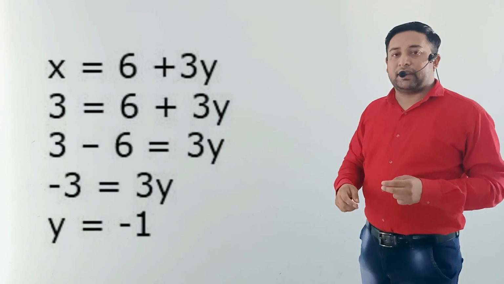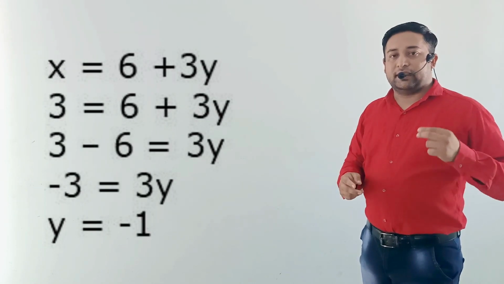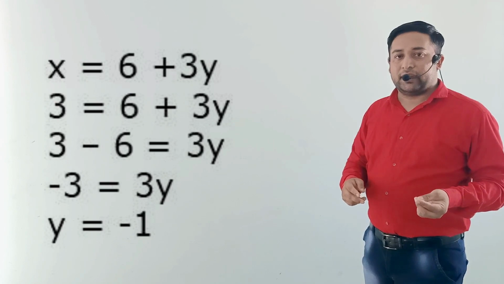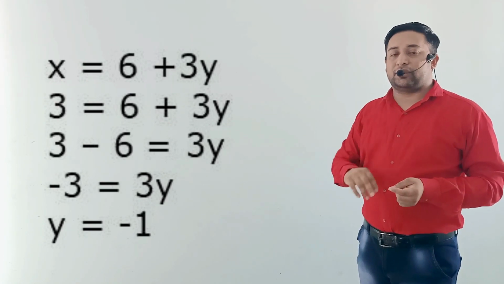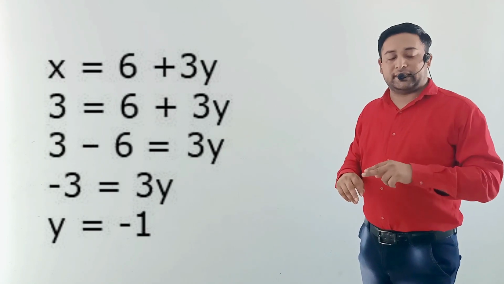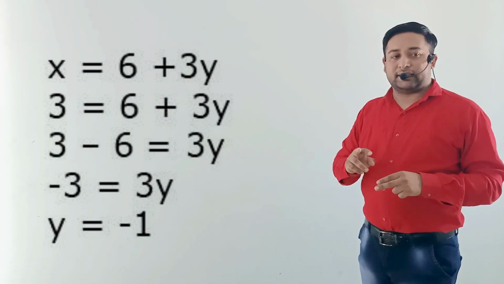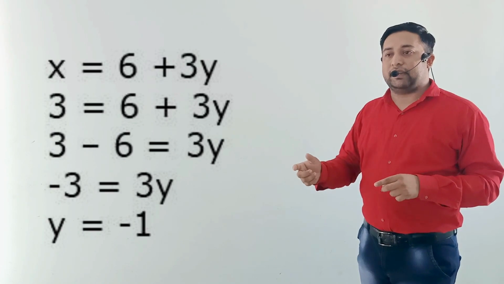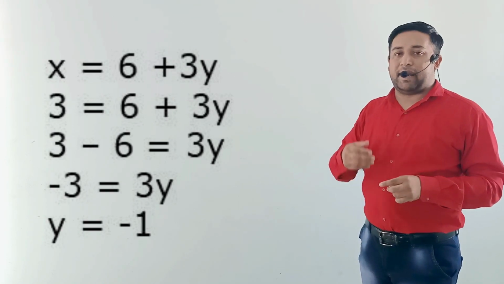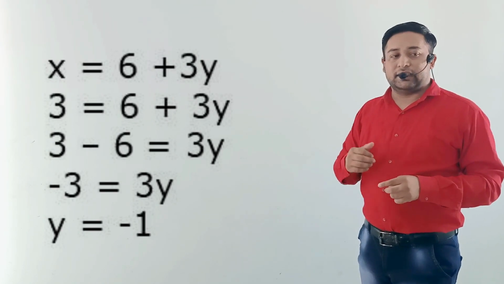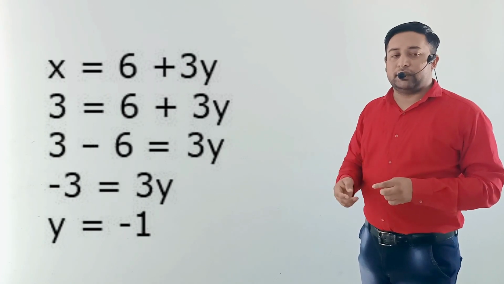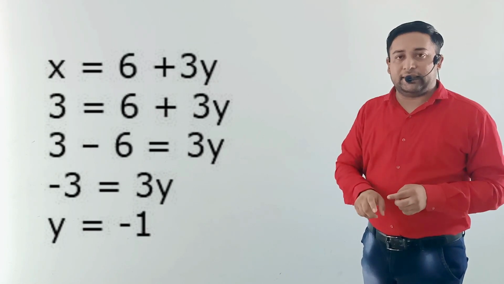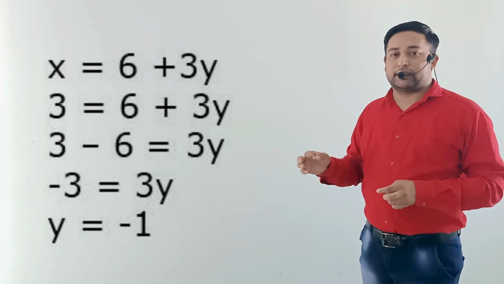Moving on from there, x is equal to 6 plus 3y. Taking the value of x as 3, 3 is equal to 6 plus 3y. Taking 6 from right to left, 3 minus 6 is equal to 3y. 3 minus 6 is minus 3, which is equal to 3y. Taking 3 in the denominator, minus 3 divided by 3 is equal to y. Minus 3 by 3, y is equal to minus 1. So when my x is 3, my y is equal to minus 1.